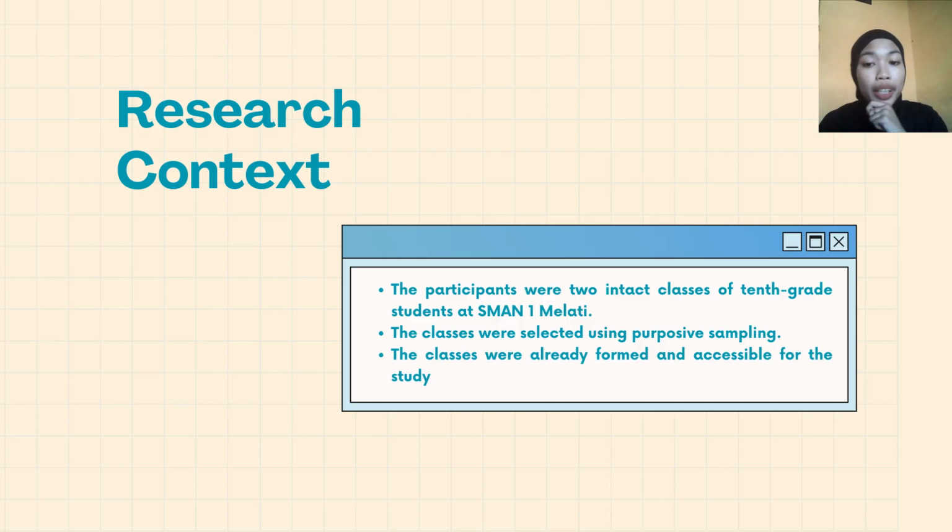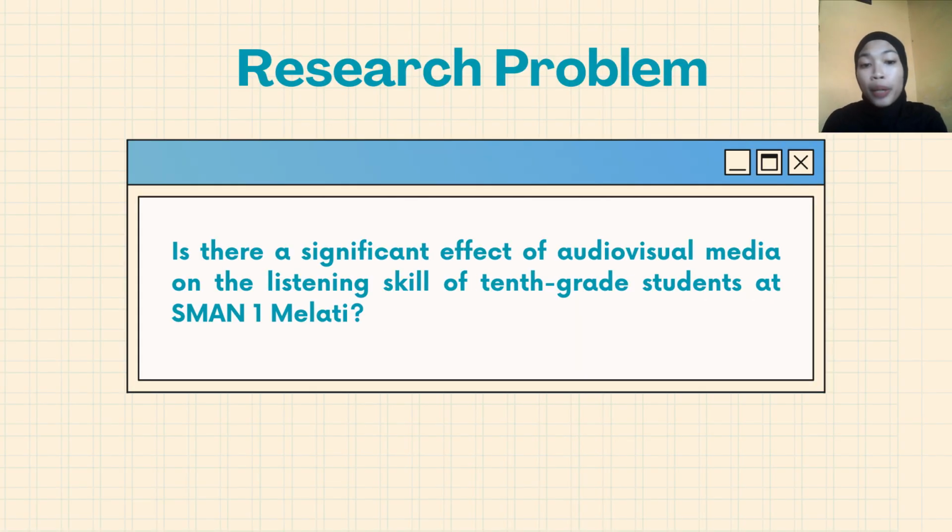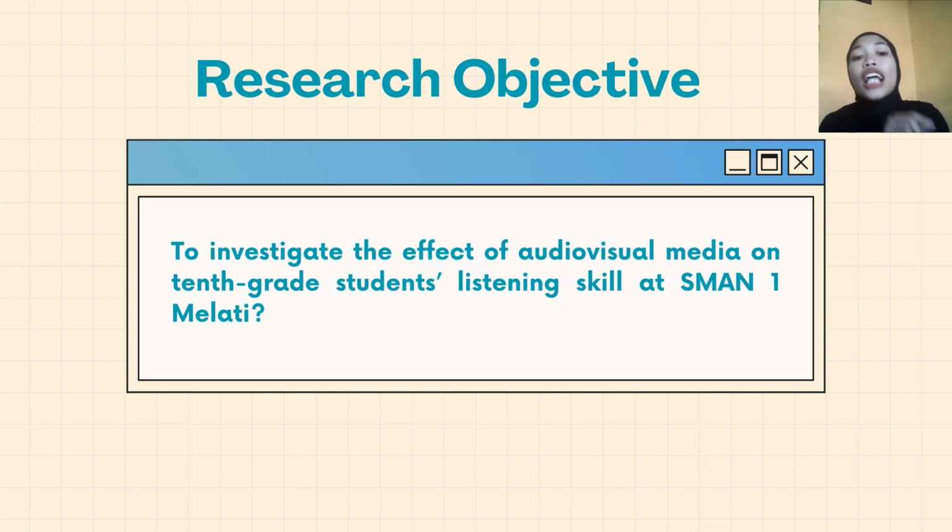Next, the participants were intact classes of 10th grade students at SMAN 1 Melati, and the classes were selected using purposive sampling because the classes were already formed and accessible for the study. The research problem: is there a significant effect of audiovisual media on the listening skill of 10th grade students at SMAN 1 Melati? The research objective is to investigate the effect of audiovisual media on the 10th grade students' listening skill at SMAN 1 Melati.